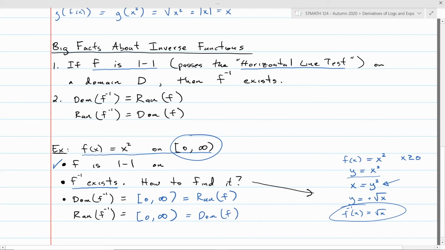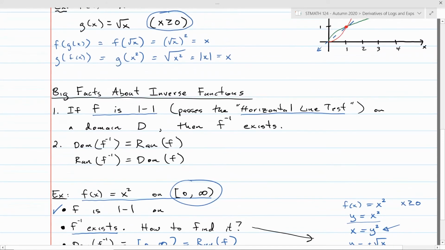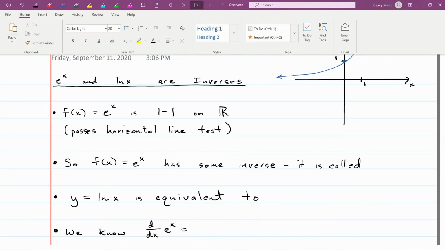If you have some function and you want to start thinking about its inverse, you've got to first make sure that you have a one-to-one function, that it passes the horizontal line test. And then you want to make sure you know what the domain of your function is and what the range of it is, because when you start turning it around backwards to get the inverse, the domain of your original function becomes the range of the inverse, and vice versa for the range. So let's see what we can do with this information.